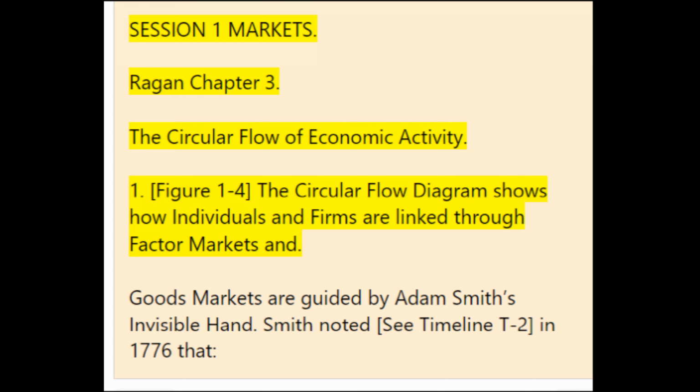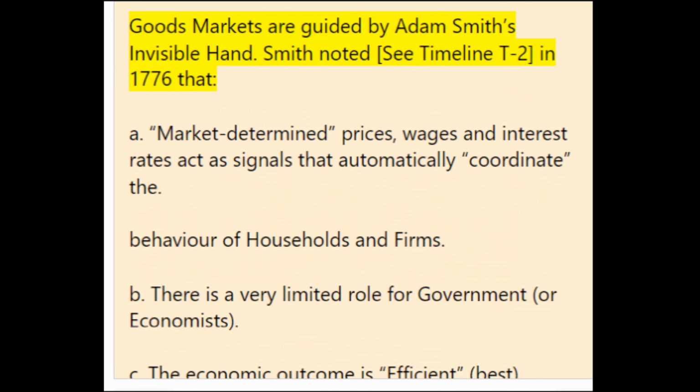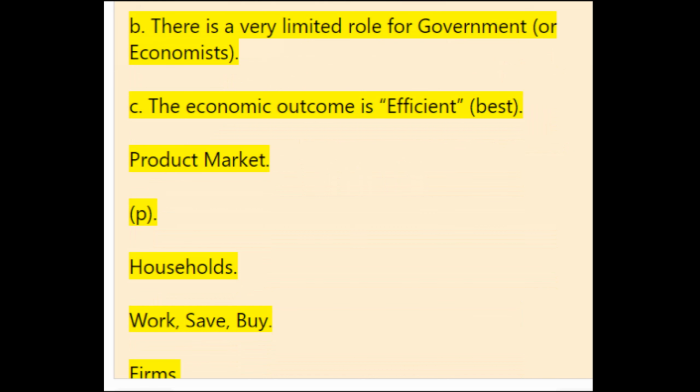The circular flow diagram shows how individuals and firms are linked through factor markets and goods markets guided by Adam Smith's invisible hand. Smith noted, see timeline T2 in 1776, that market-determined prices, wages, and interest rates act as signals that automatically coordinate the behavior of households and firms. B. There is a very limited role for government, for economists. C. The economic outcome is efficient, best.